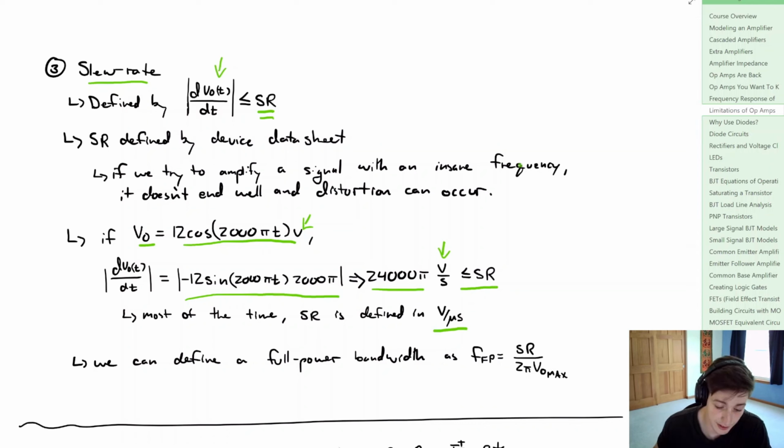Now we can also define a full power bandwidth as f subscript FP, and that's going to be equal to the slew rate divided by 2 pi times the maximum output voltage.